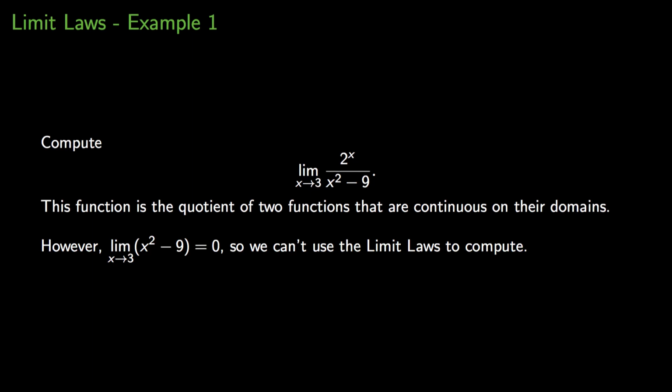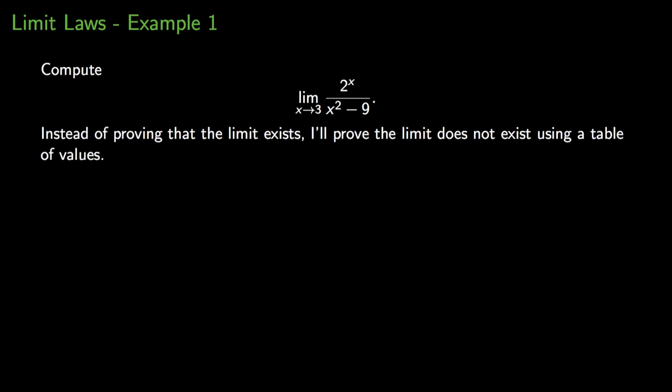The limit as x approaches 3 of the bottom function, x squared minus 9, is equal to 0. So although both limits exist, the denominator limit is equal to 0, and this means I'm not allowed to use the limit laws to compute this limit. So now I need to pivot from proving that the limit does exist to proving that the limit does not exist. My preferred method is to use a table of values to show that the y values get all crazy, and therefore the limit can't exist.